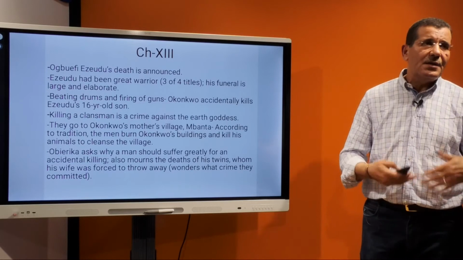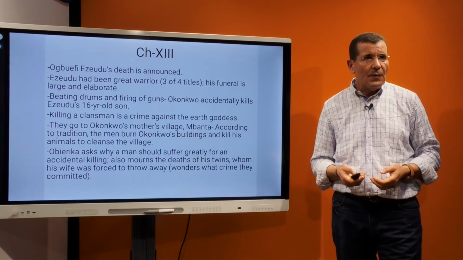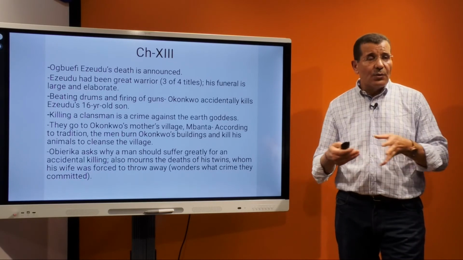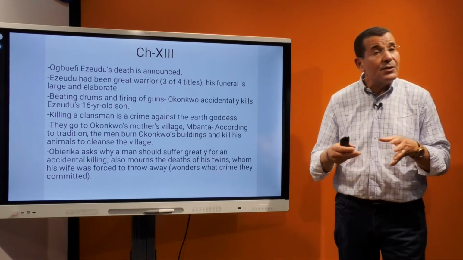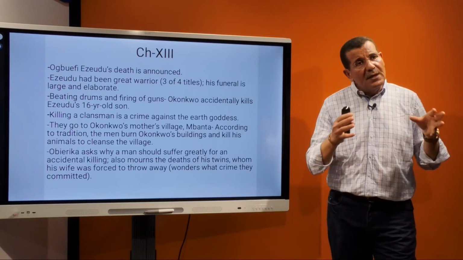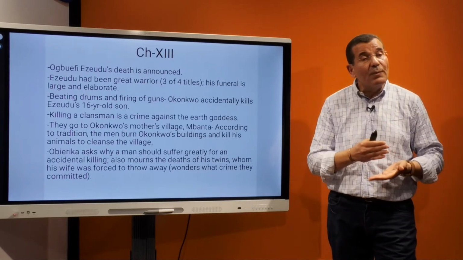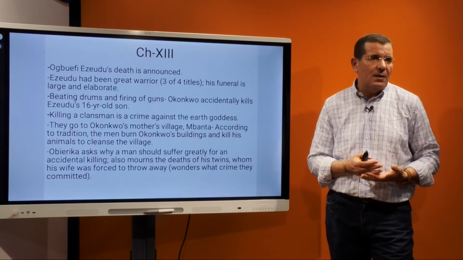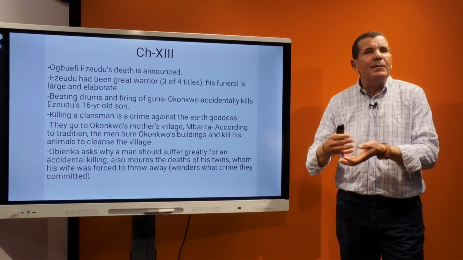And we said another example where Okonkwo commits an impulsive act. And this means that Okonkwo is going to move to his mother's land. And according to tradition, the men burn Okonkwo's buildings and kill his animals to cleanse the village, because Okonkwo has committed a crime. And it is a punishment, so he has to move from the father's land into the mother's. And you can see in a patriarchal, conservative society, Okonkwo is going to live as weak, again, effeminate.